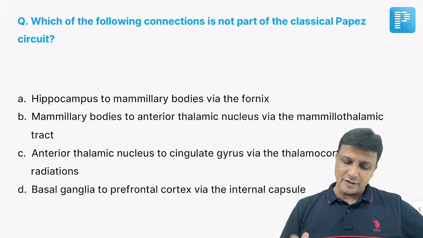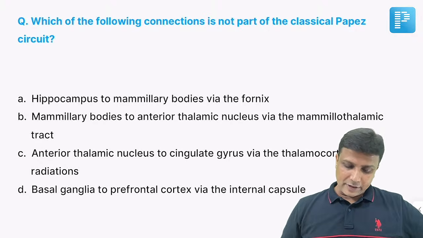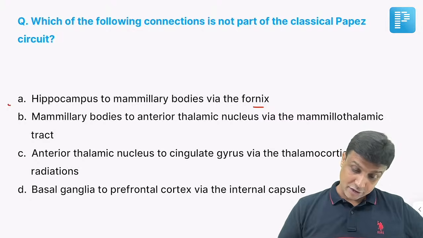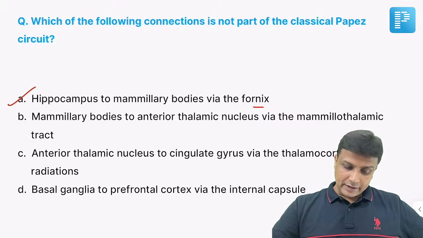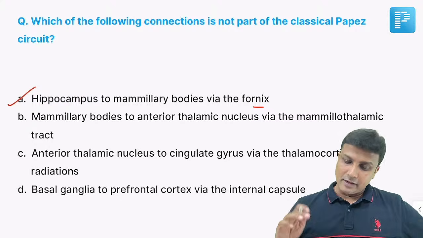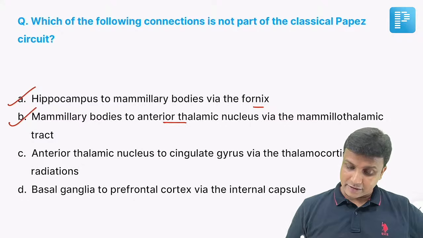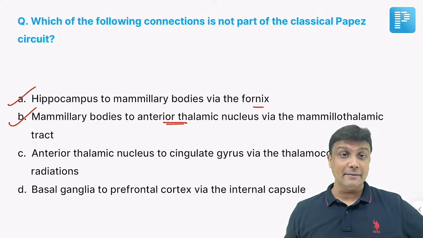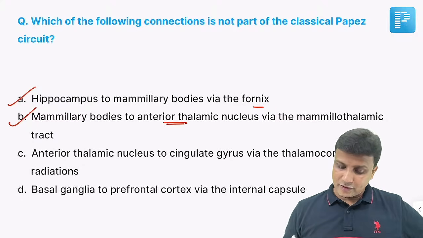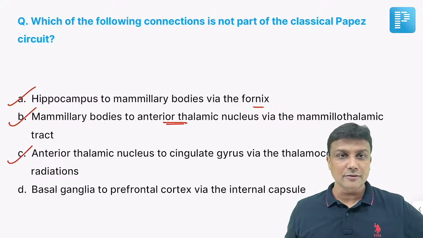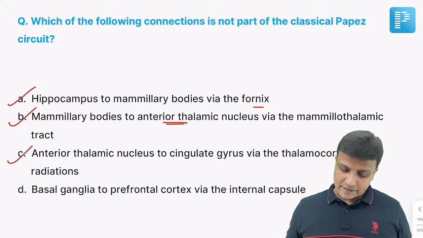तो चलिए देखते हैं सारे statements. Hippocampus to the mammillary body via fornix. Absolutely correct. And after that, mammillary body to the anterior thalamic nucleus via mammillothalamic tract. Absolutely correct. Please remember this anterior thalamic nucleus. That was also asked in the exam. Anterior thalamic nucleus to cingulate gyrus via thalamocortical radiation. Absolutely correct. Now our last one here, basal ganglia to prefrontal cortex via internal capsule.